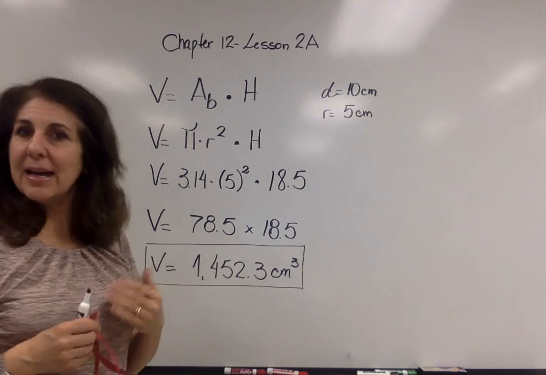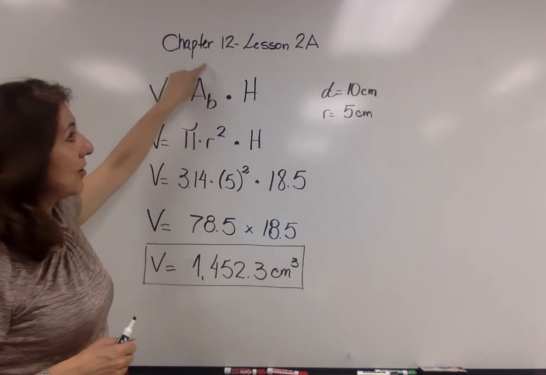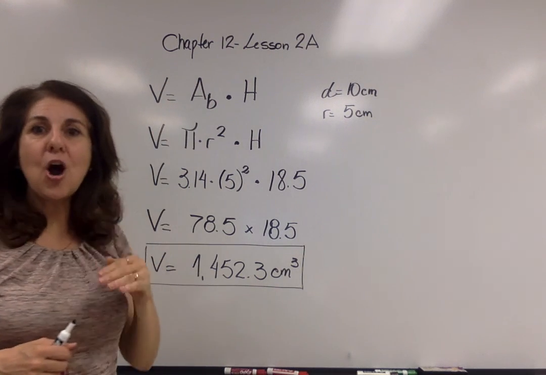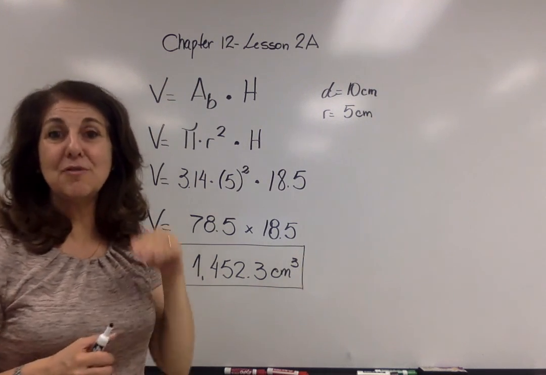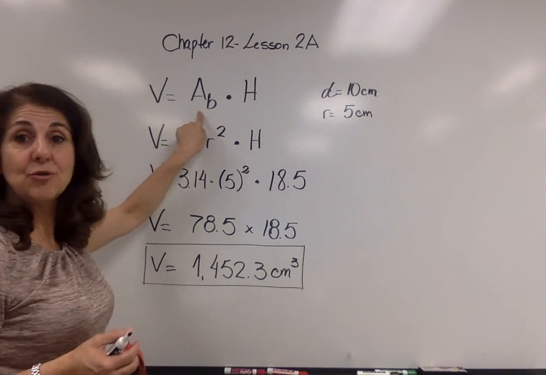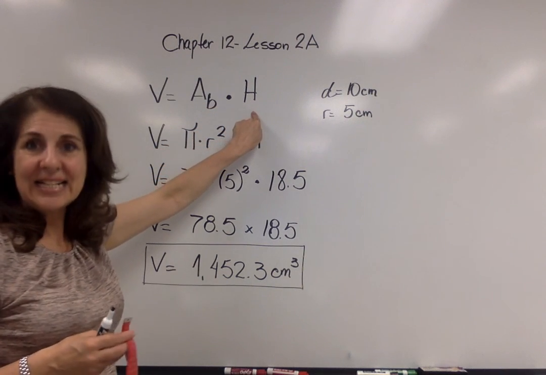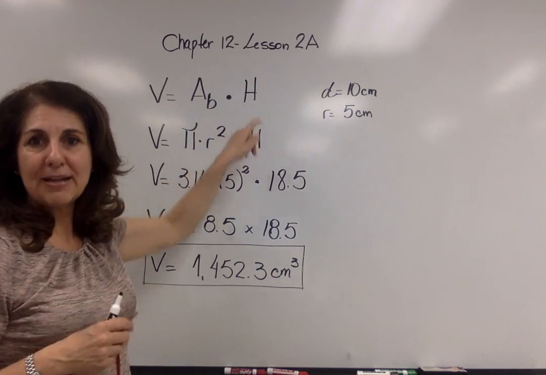So here we go. Again, just a quick recap. Volume is found with the area of the base, and we all know how to find areas of the base. We've been practicing this in chapter number 12. And then what we have to do is get the area of the base and multiply it by the height of my geometric figure.